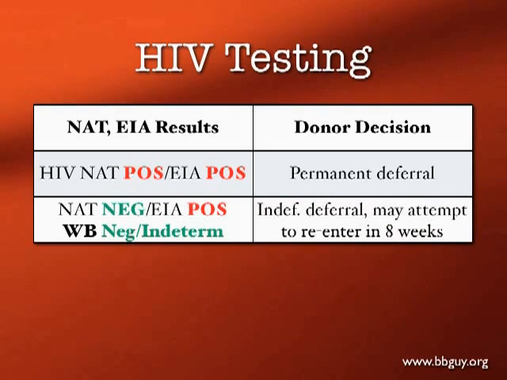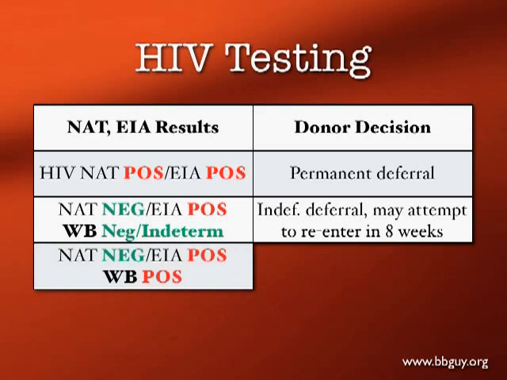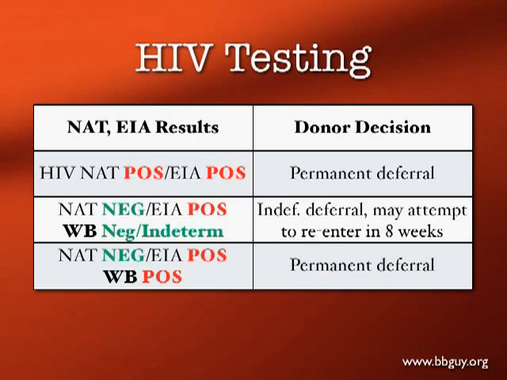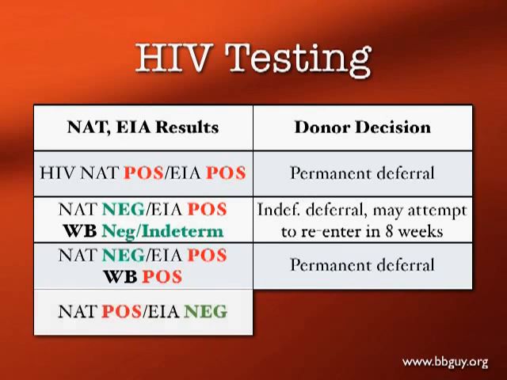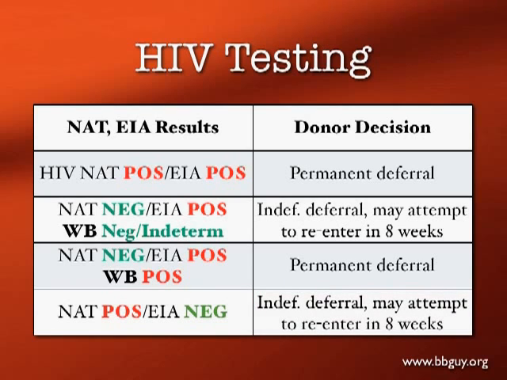Same deal, it's an indefinite deferral, but rather than having to wait for 6 months before they're retested, these donors only have to wait 8 weeks before they're retested. Remember, 6 months wait for HCV, 8-week wait for HIV. If, however, the EIA is confirmed positive, then those individuals are permanently deferred. And finally, the same sort of thing with a positive NAT, negative EIA, they get the same treatment. They're indefinitely deferred, and they may attempt re-entry again in 8 weeks.